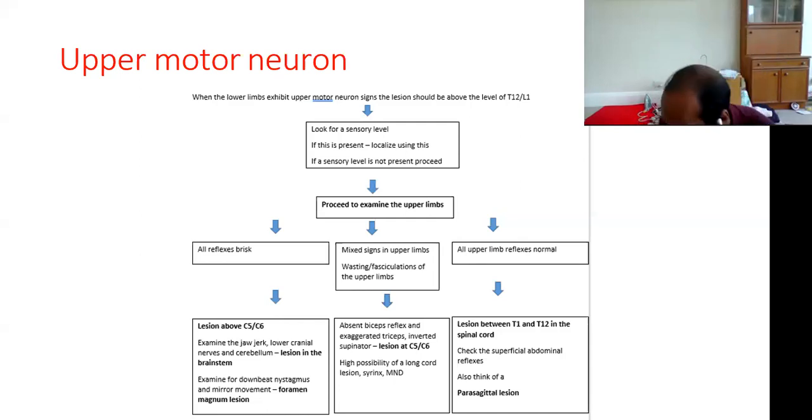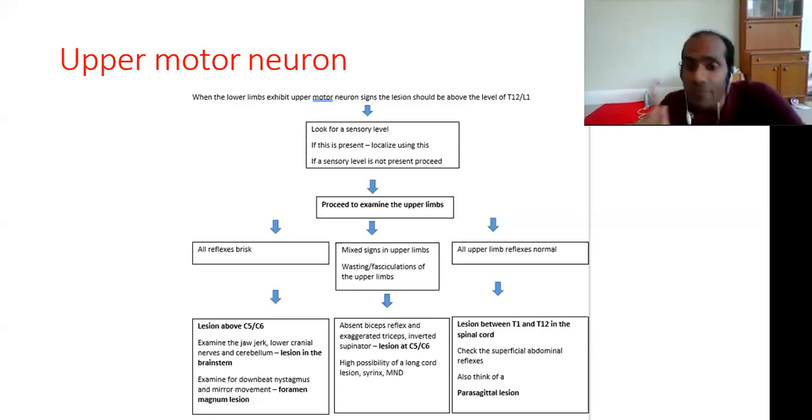So scenario, lower limbs are spastic, no sensory level. Examine the upper limbs. Like this algorithm says, examine the upper limbs. Upper limbs, the C5 C6 reflex is absent. C7 C8 is brisk, and the supinator is inverted.